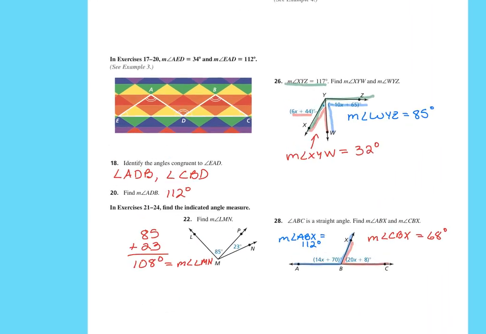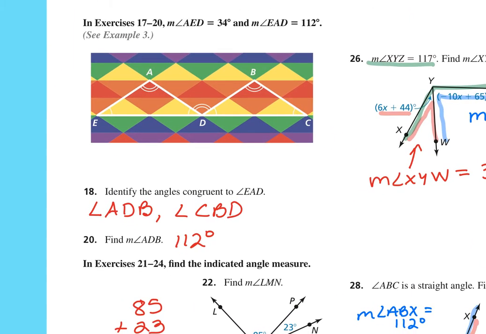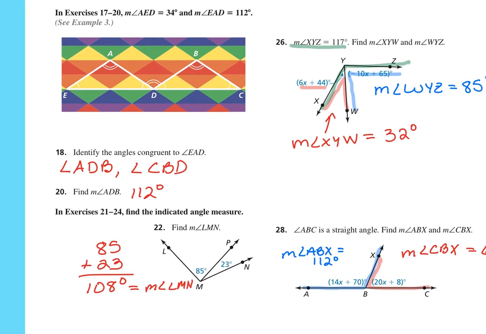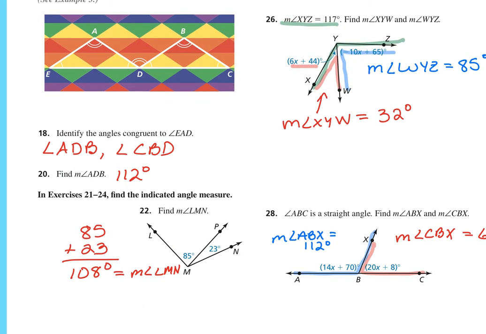Okay, 18. Identify the angles congruent to EAD. That would be ADB and CBD. The one with 2 arcs. There were 2 with 2 arcs. Number 20 would be 112. Good? Yeah. 22, you're finding the big angles, so we're adding those together, which is 108.